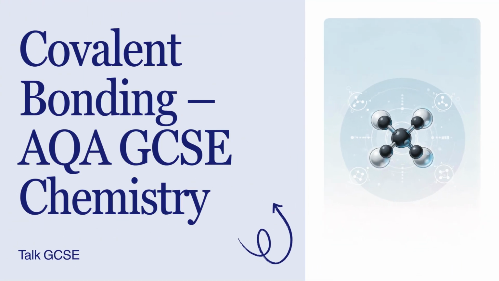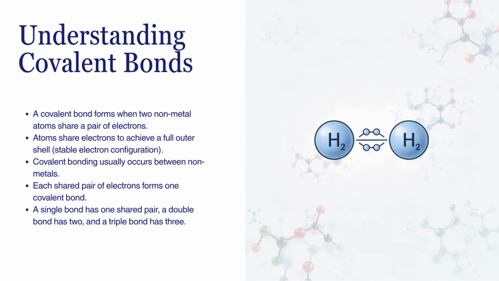Let's start from the basics. What actually is a covalent bond? Now, a covalent bond forms when two nonmetals share a pair of electrons. The key word here is share. In ionic bonding, electrons are transferred. One atom loses, the other one gains. But in covalent bonding, the atoms share electrons. Now, why do they do that?